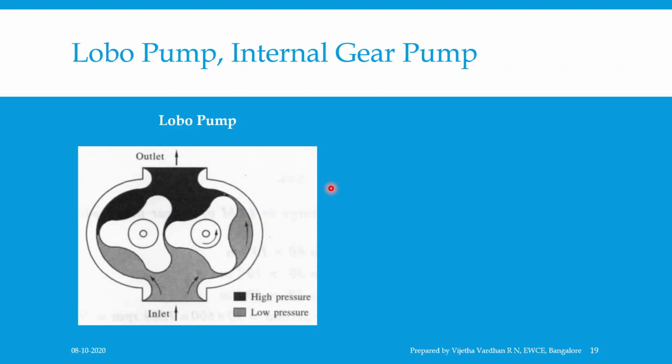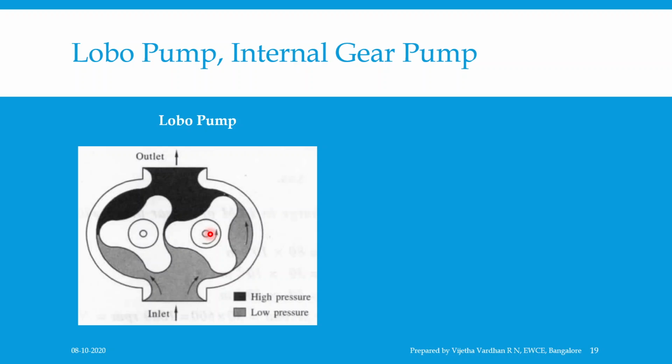The Lobe pump operates on the same principle as that of an external gear pump, but has a higher displacement because of very few teeth, that is 3 on each gear, where you can see in the figure. Due to this, the teeth are wider and more curved than those found in the regular external gear pump, which we have discussed in the previous session.